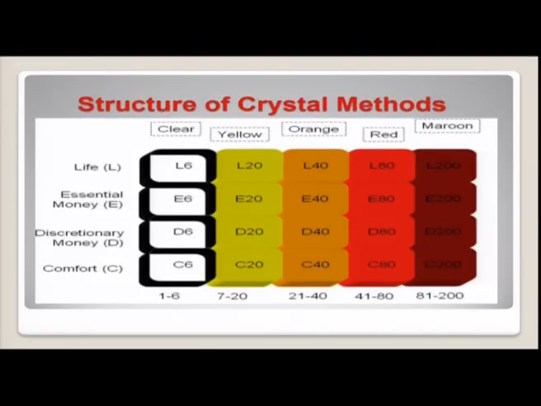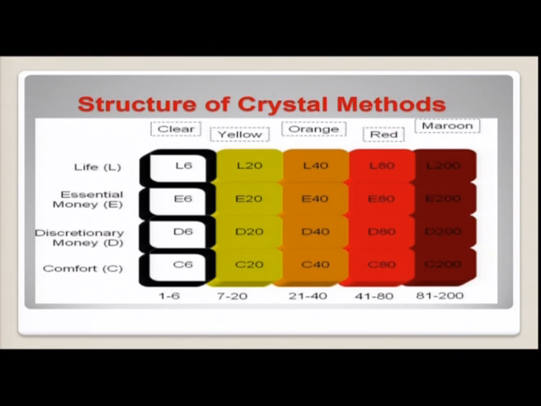Next, let us see the structure of the Crystal methods. As we have seen in the previous slides, if it is a clear project with a team of 6 members, then you call it Crystal Clear. Here it has been determined with 4 different values. L determines life, E determines essential money, D determines discretionary money, C determines comfort. So for 6 members, it is given as L6, E6, D6, and C6.